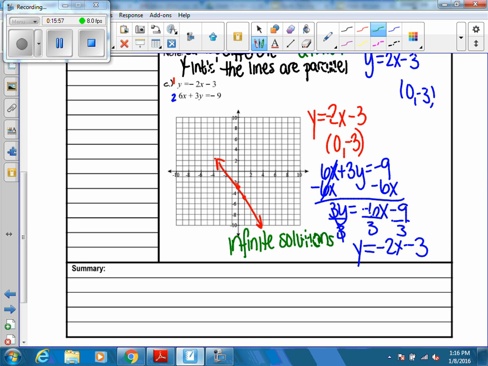Any point on that line is a solution to my system of equations. So that pretty much sums it up.